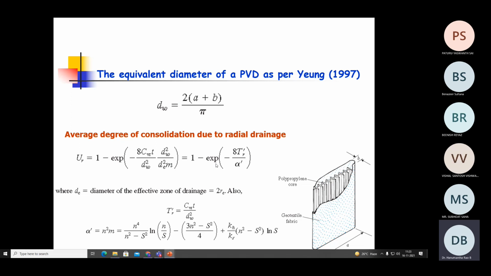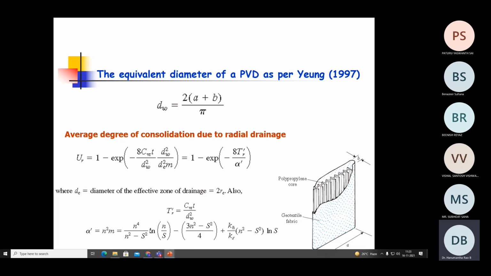And in this equation, Tr is the time factor and alpha is the sum factor. Tr equals Cvr into t by dw square, where Cvr is the coefficient of consolidation due to radial drainage, t is the time required, and dw is the equivalent diameter. Here dw is nothing but 2 into (a plus b) by pi. And the equation for alpha dash is given here, that is n square into m, where m is n power 4 by n square minus 1 times ln n, minus this big equation.